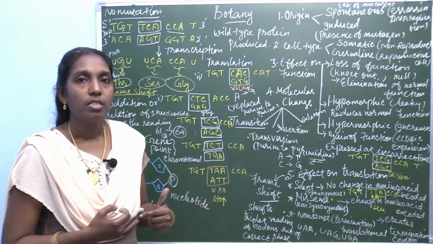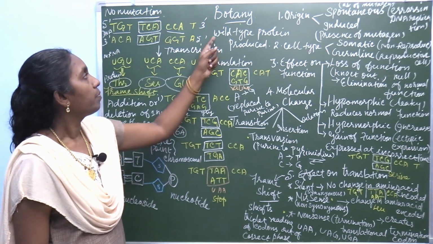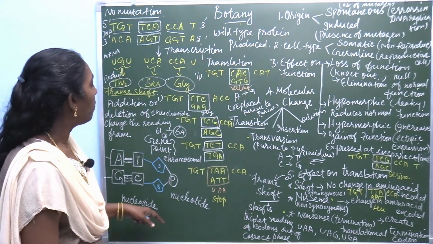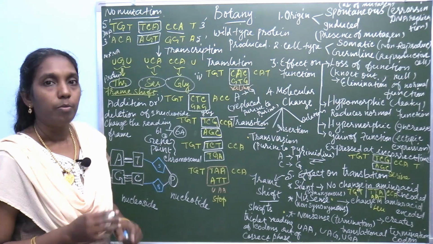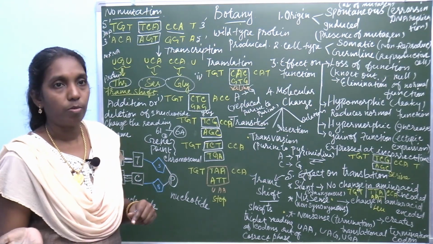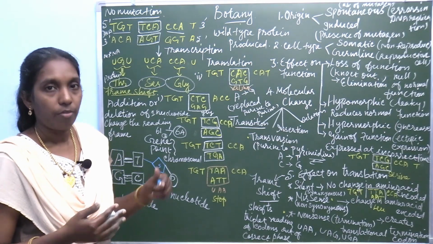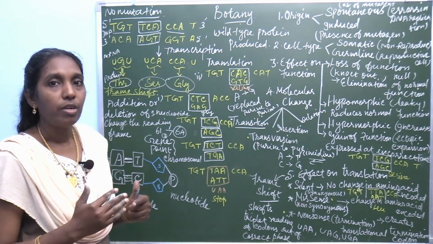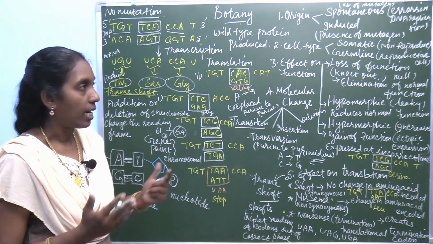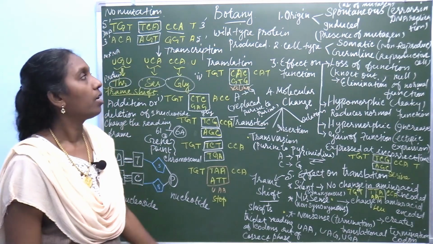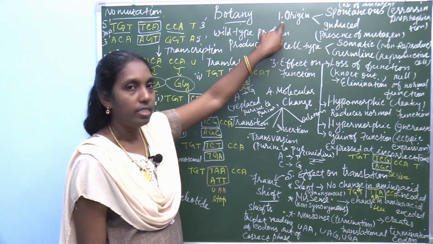First of all, talk about this gene mutation or point mutation. Mutation is broadly classified into two: gene mutation and chromosomal mutation. So today we are going to talk about gene mutation. Gene mutation is classified into 5 different categories.